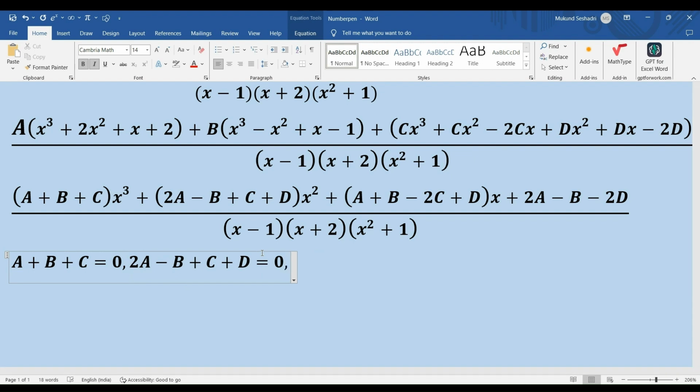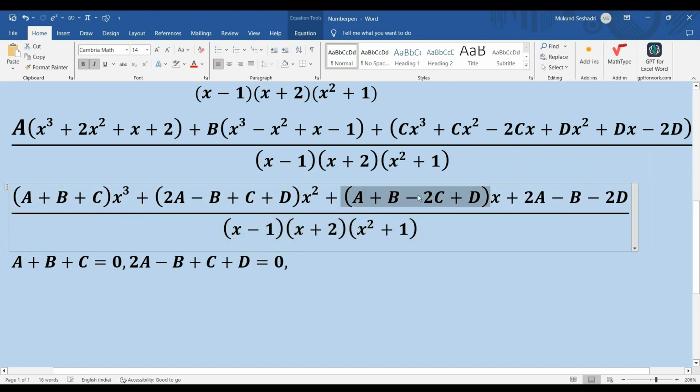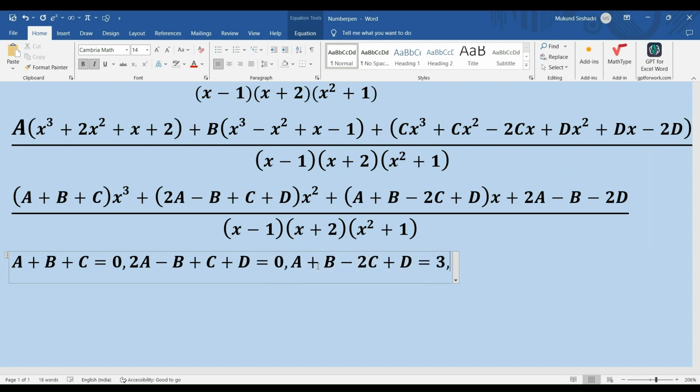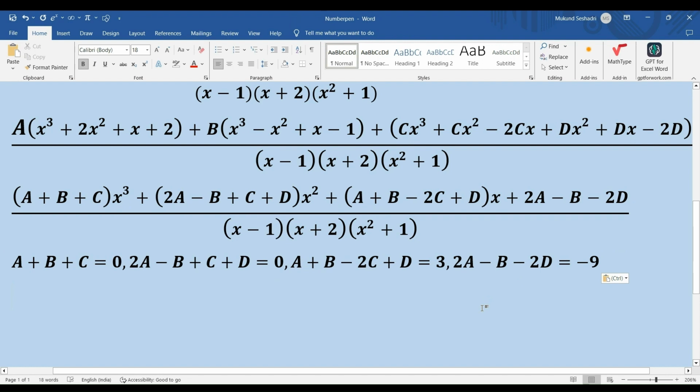And then I come to x, right? I have 3x − 9, and the coefficient of x in this particular case is a + b − 2c + d. Now that becomes equal to 3. And finally, in place of the constant, I have 2a − b − 2d, and the constant in the given expression is −9. So 2a − b − 2d is nothing but −9. This is what we have. We've got four unknowns a, b, c, and d, and four equations, right? And I'll have to solve for a, b, c, and d. Now let's see what we get post solving for a, b, c, and d.